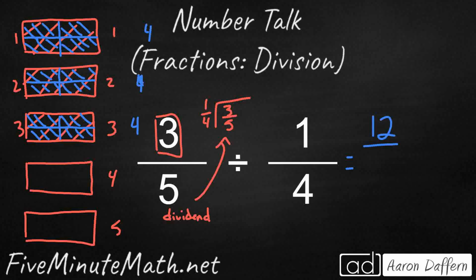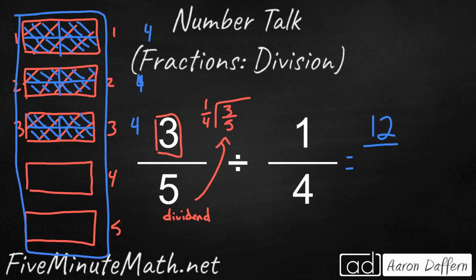But how many total pieces, and this is where I use the different colors, we have to go back to that orangey red. How many total pieces do I still have? Well, I still got my 5 pieces. So it's going to end up as 12 over 5, or 12/5. Now, what's another way to do that without using a picture? Well, let's think of reciprocals, okay?